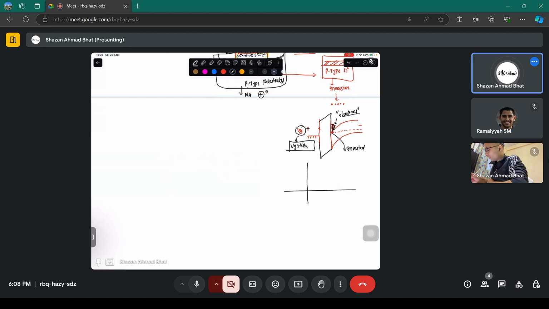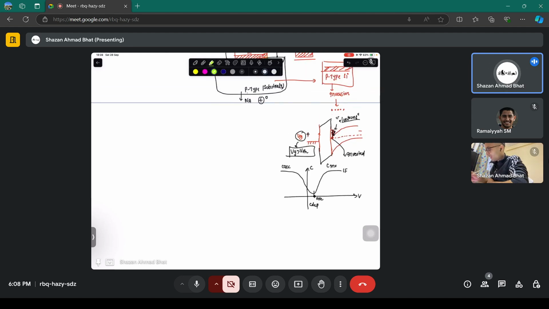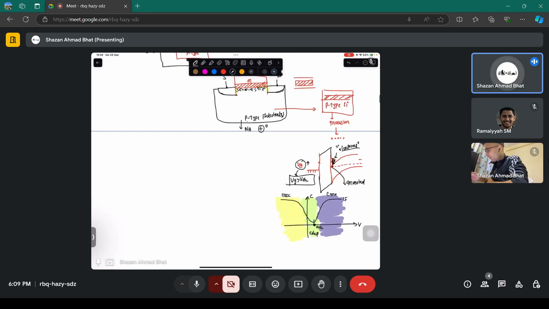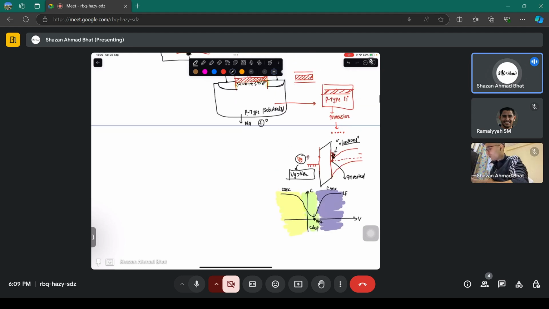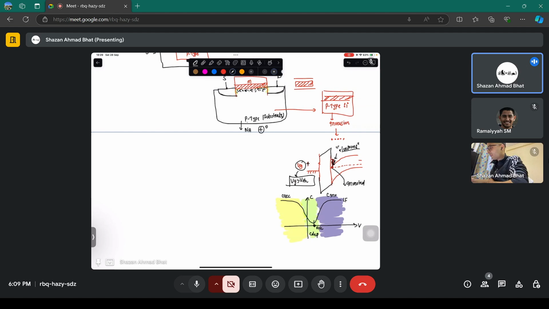You know that the CV characteristics of this particular device look something like this. This is under low frequency characteristics, where this is the accumulation, this is the depletion capacitance, and this is the inversion capacitance, and this particular voltage is the threshold voltage. So there are these three regions: the depletion region, the overall inversion region at low frequency of the applied bias, and the accumulation region.